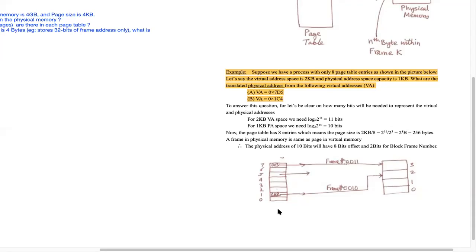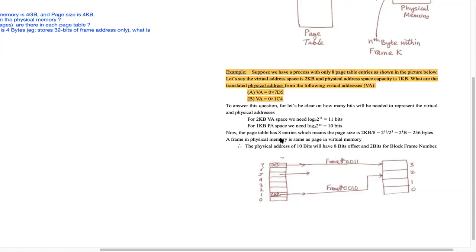3, because your page table only has 8 entries. The page table has 8 entries, which means the page size is basically 2 KB divided by 8, right? 2 KB is coming from the virtual memory. So your page table has 8 entries. So you have 256 bytes. That means each page size is 256 bytes, right?